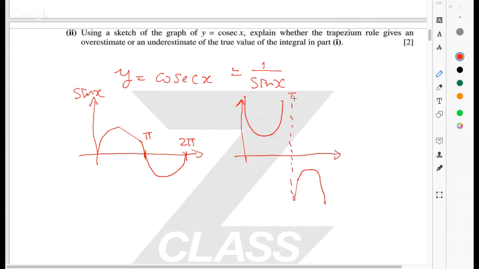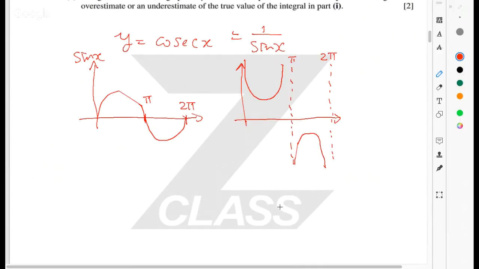Where this is pi, and this is 2 pi. And then the question is asking, how does the sketch help us in knowing whether it's an overestimate or underestimate? Well, it will always be an overestimate. It doesn't matter how many intervals you take, because if you join any 2 line segments on the graph, you'll see that it always lies above the actual graph. It doesn't matter which 2 points you choose. You can do that, or you can do that.